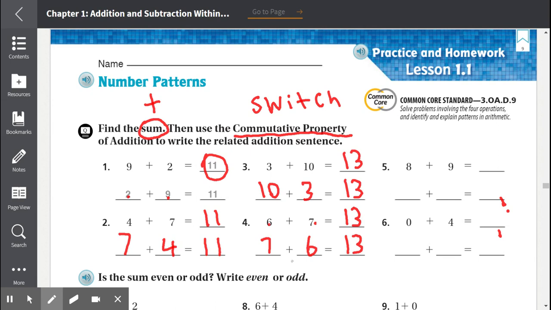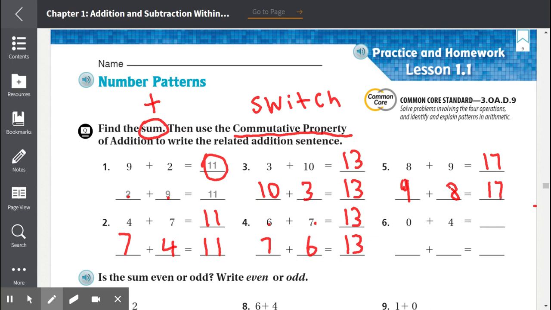On to number 5. 8 plus 9. 8 plus 9 equals 17. So that must mean with the commutative property, the new related addition sentence will be 9 plus 8, and that will also equal 17.